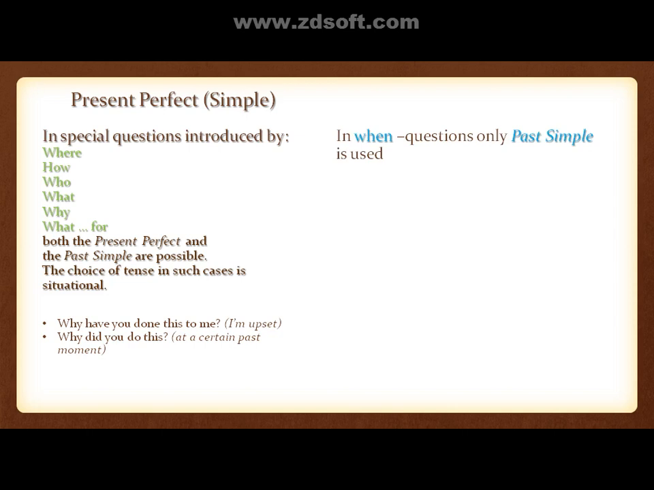In a when question, only the past simple is used because the action started and finished in the past. When did you go there? When did it happen? The possible answer may be I went there last week, yesterday. So the period of time is in the past, the action started and completely finished in the past, so we use the past simple tense.